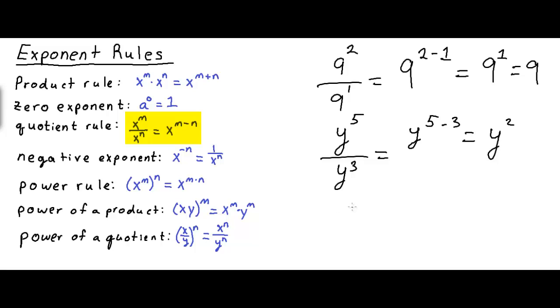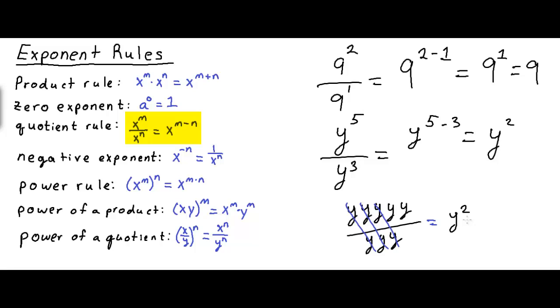But let's look at this in depth and make sure that we understand exactly what's going on. If we were to have 5 y's here, all over 3 y's, all of these are multiplying, so what we can do is cancel out. This leaves us with only 2 y's left over.